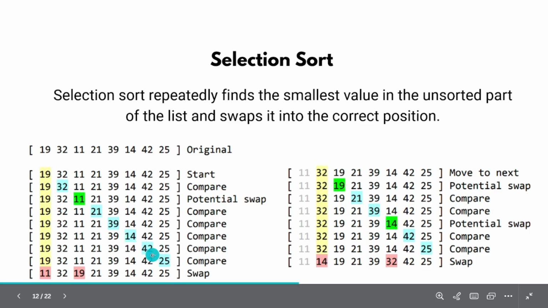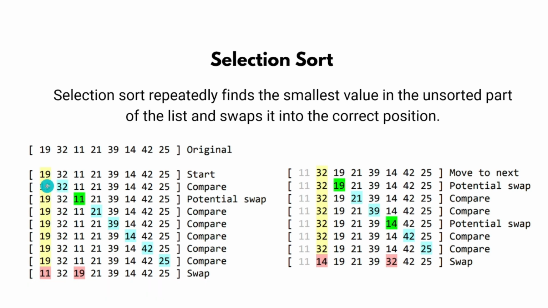32, 11, 21, 39, 14, 42, and 25. Then it goes through, right? 11 is smaller than 19. Swap. And then you're moving on, right? So i is no longer at 0. We're doing i plus 1. So i is at 1 now.